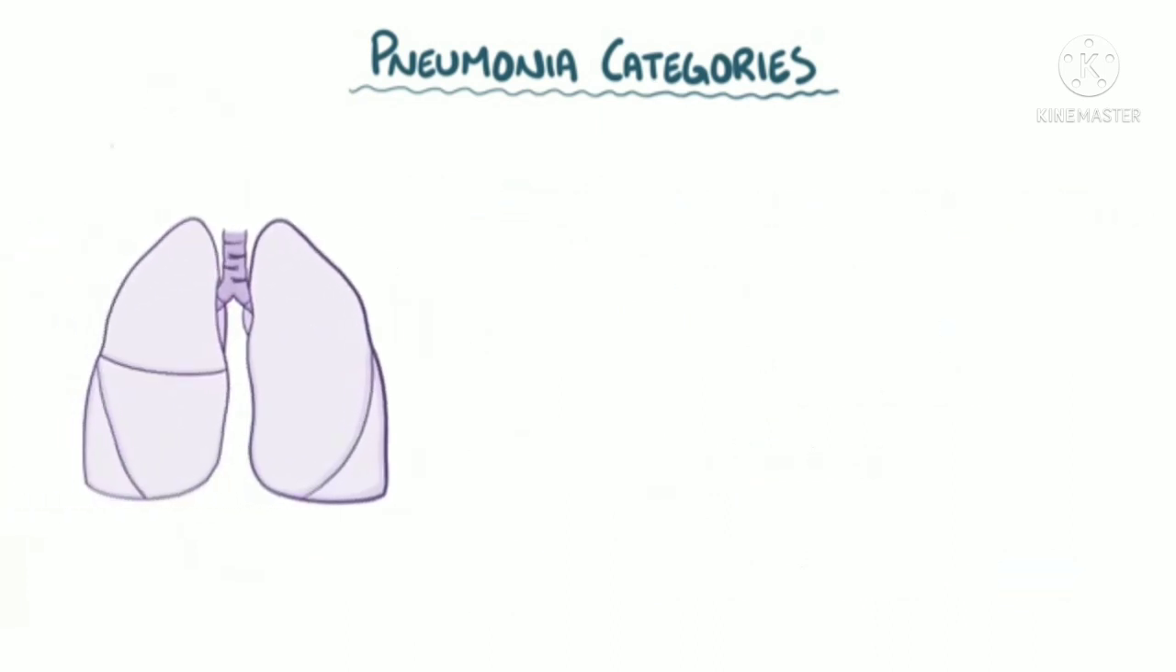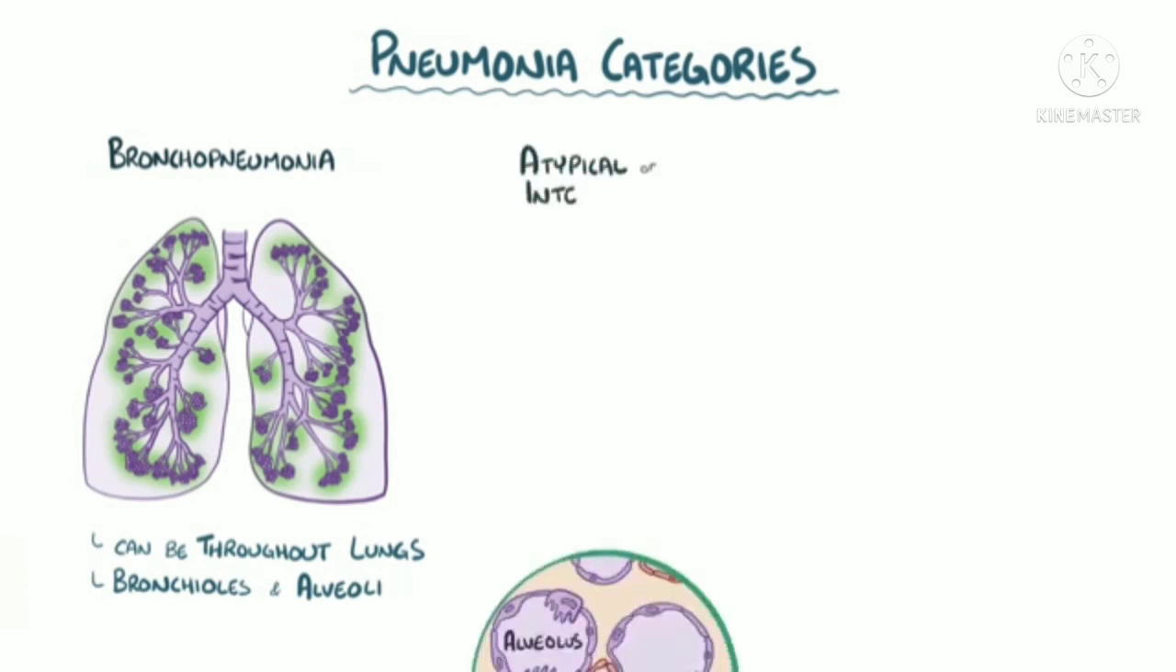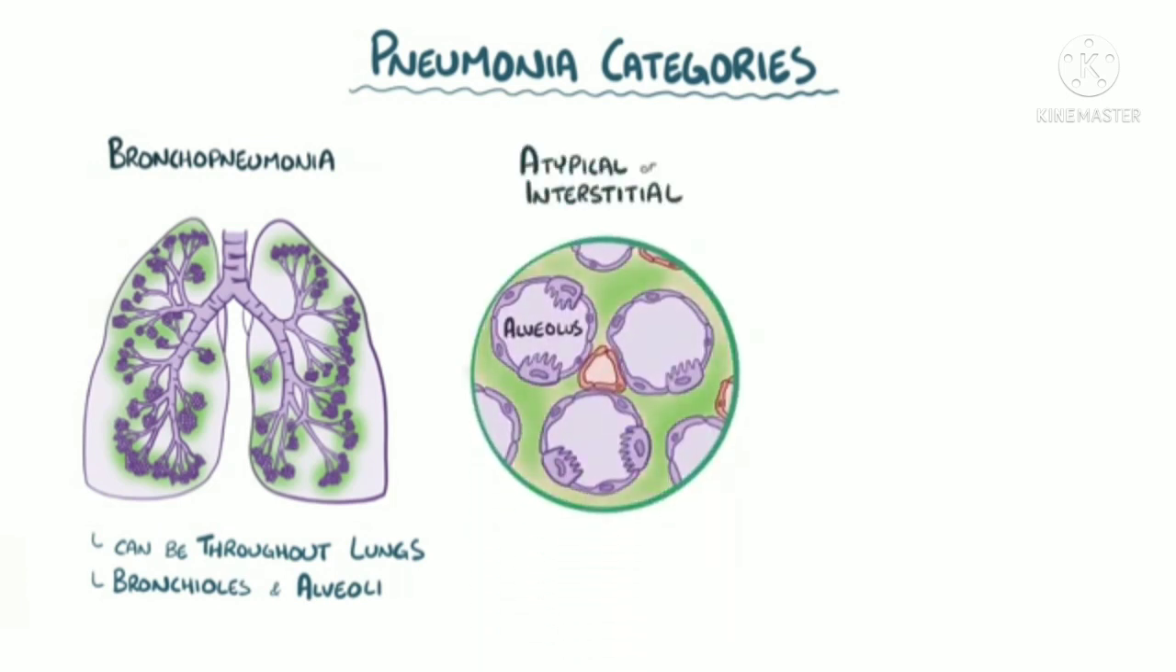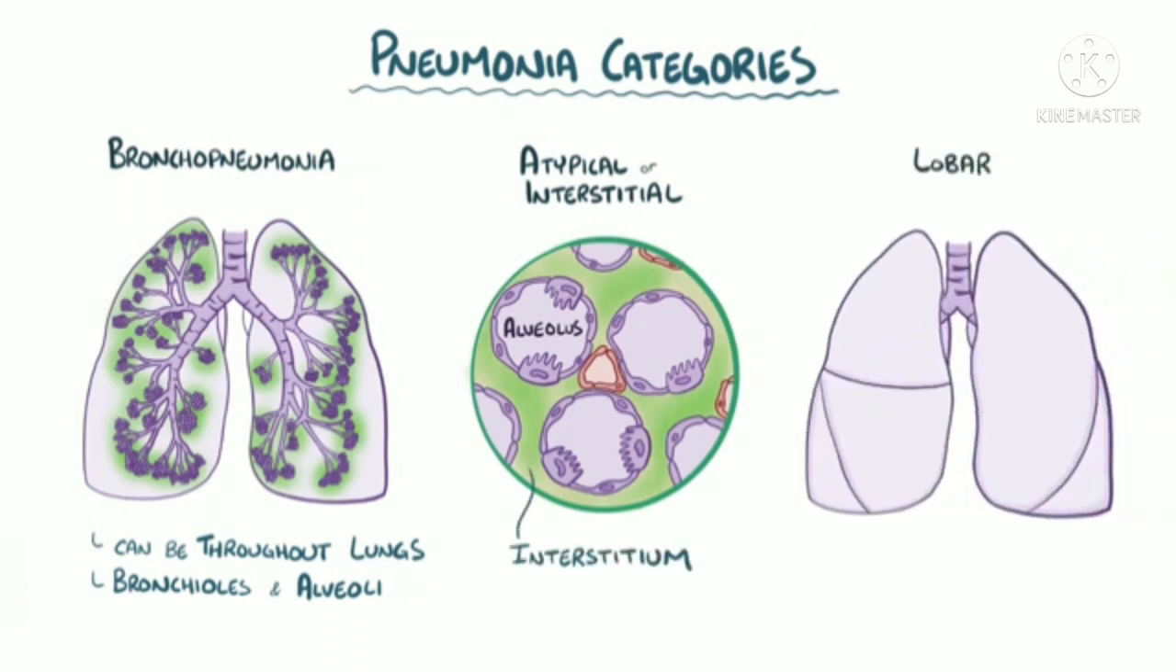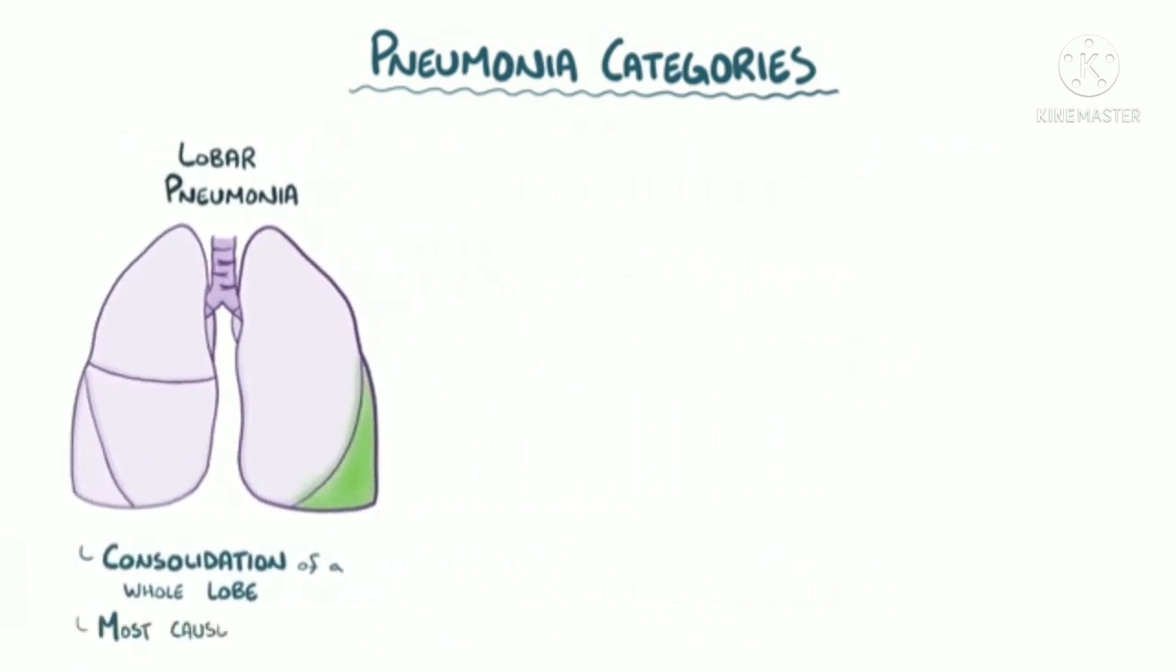Another way we can characterize pneumonia is by where the infection is. In bronchopneumonia, the infection can be throughout the lungs, involving the bronchioles as well as the alveoli. In atypical or interstitial pneumonia, the infection is mainly just outside the alveoli in the interstitium. And in lobar pneumonia, the infection causes complete consolidation of a whole lobe of the lung, meaning that the entire region is filled with fluid. The vast majority of these are caused by the Streptococcus pneumoniae.